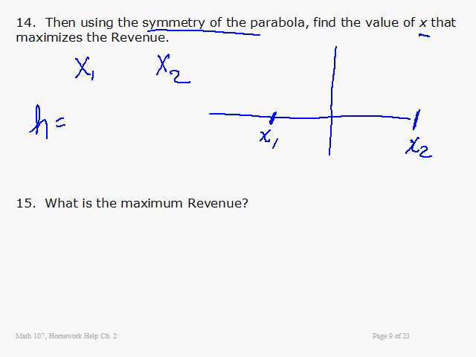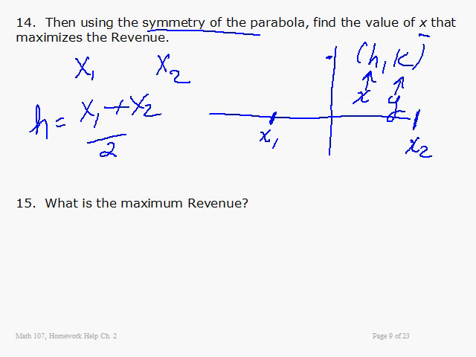At the vertex, (h, k), that's the x value at the vertex, and here's the y value at the vertex. So you average those 2. You get halfway in the middle between them, and that will give you h. It doesn't look that way on the graph, but you get halfway between. That's where your h is. What is the maximum revenue? You put the h back into the original equation.